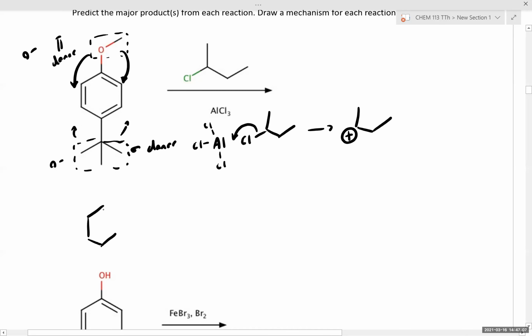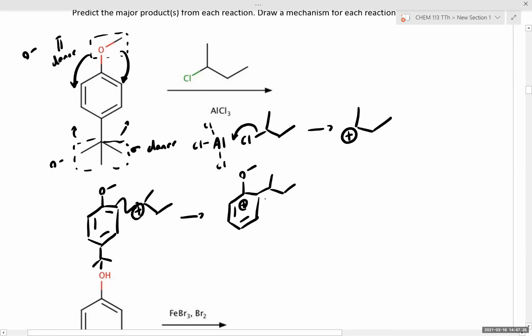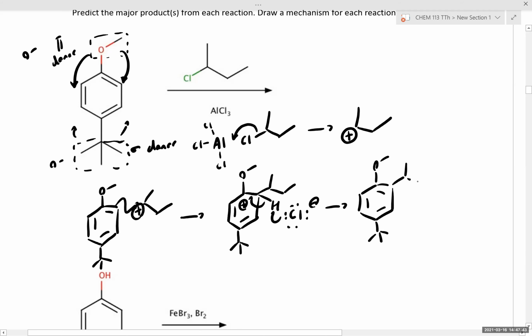So let's bring in our aromatic ring and show how it will react with our electrophile. Our nucleophilic pi bond will attack our electrophilic carbocation. That in turn will generate a carbocation intermediate. And then from there, chloride or any remotely basic species will come in and pull off a proton. That in turn will regenerate our aromatic system. So this is our major product.